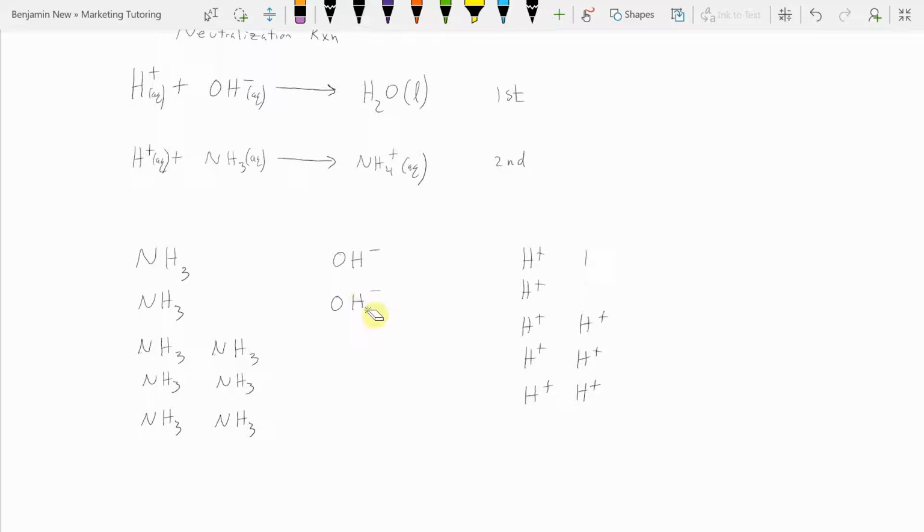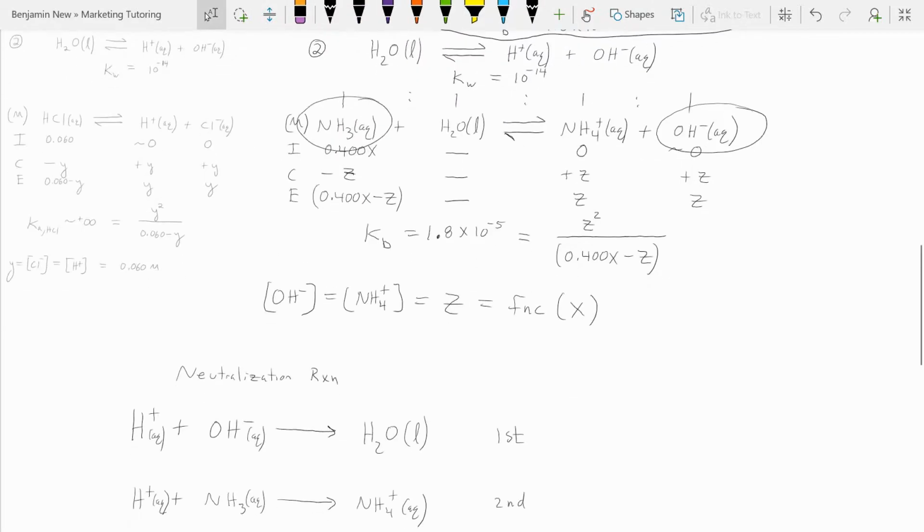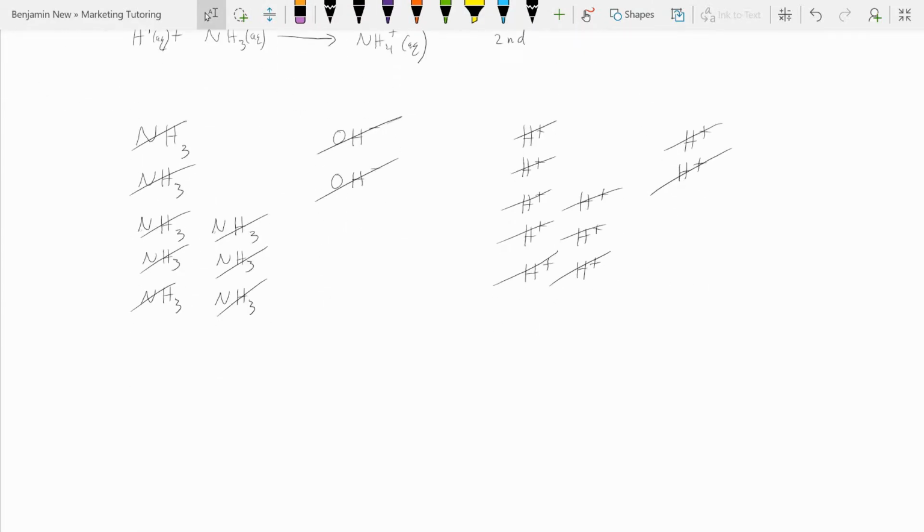Actually, let's just do it this way so it seems more obvious. The 2 H pluses over here are going to react with the OHs first, and then all of the leftover ammonia is going to react with each one of the H pluses. So the fact that we considered this equilibrium up here on the top right didn't really matter, because at the end of the day, if some of the ammonia was converted to OH, the H pluses still consumed them, and it's as if the H pluses were just consuming all pure ammonia.